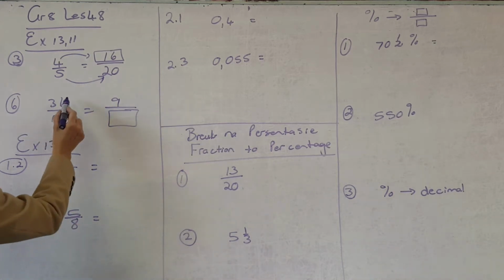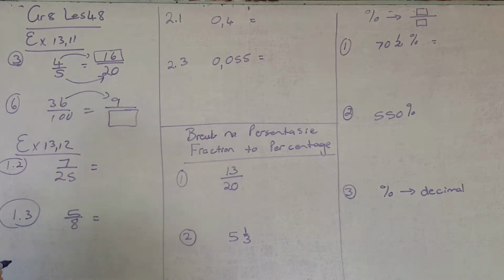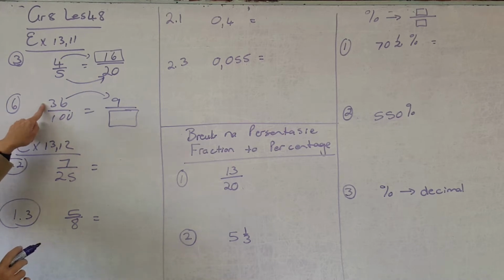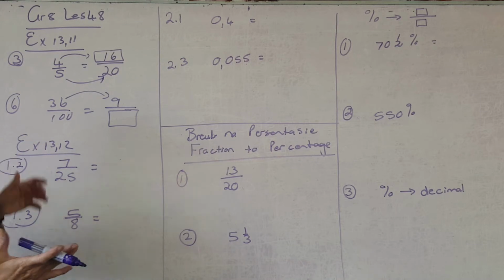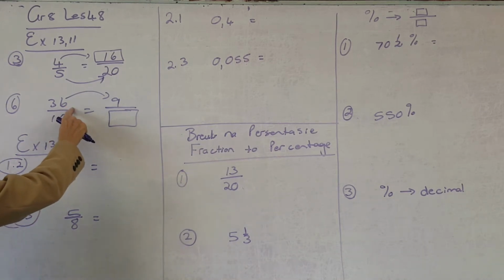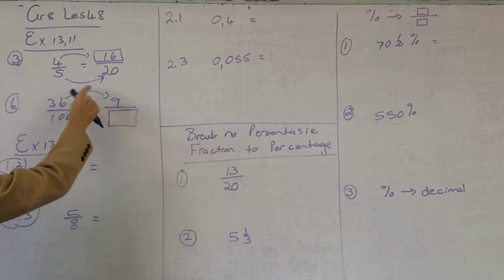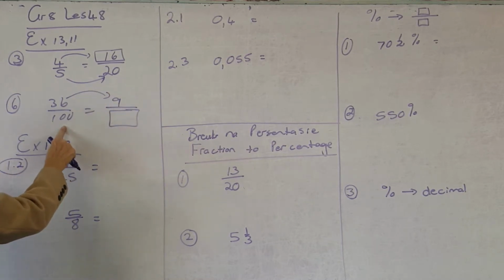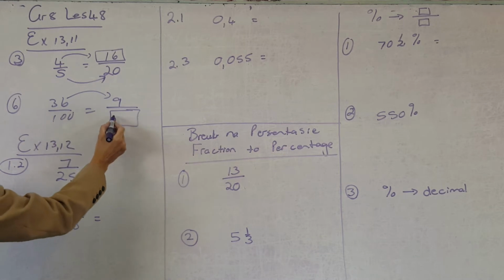So this one at the top I did what to get to 9? I divided by 4 to get to 9. So you've got to know your basic timetables. Jy moet jou maaltafels ken. So wat het ek met 36 gemaak om by 9 uit te kom? Gedeel deur 4. So I've got to divide this by 4 as well. Divide by 4 is 25.